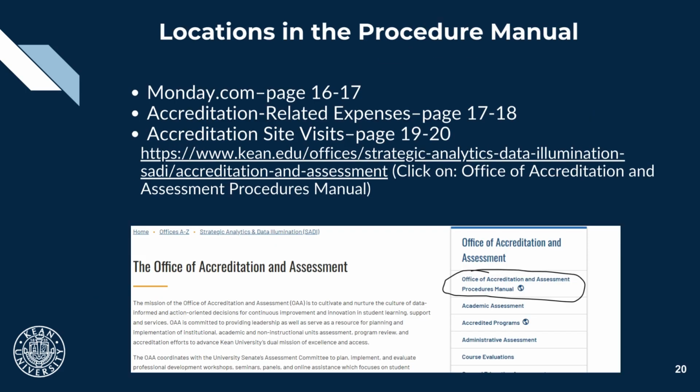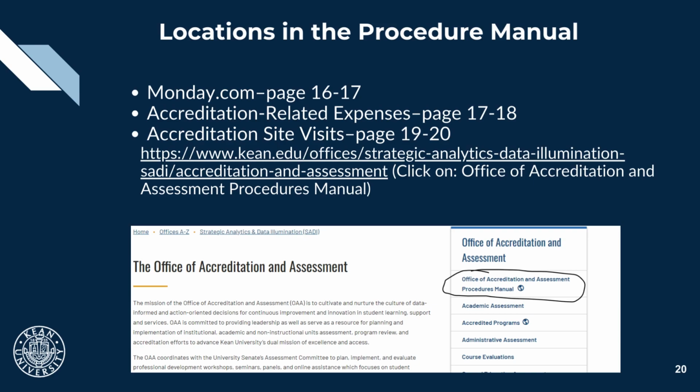On this slide, I have placed the page numbers where you can find all of these procedures in detail in our OAA Procedures Manual. This OAA Procedures Manual can be found in PDF format on our website under Office of Accreditation and Assessment in the right-hand toolbar. If you click on the Procedures Manual, you will find the document.